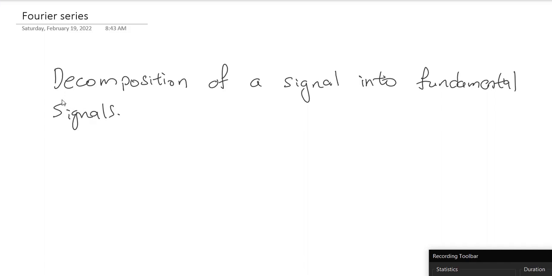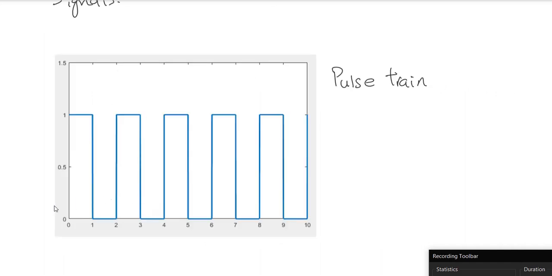Let's talk about decomposition of a signal into fundamental signals. We will start with a simple decomposition and then move on to Fourier series decomposition. Let's consider the following example signal, which is a pulse train.